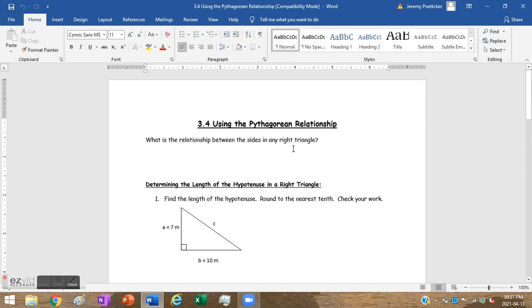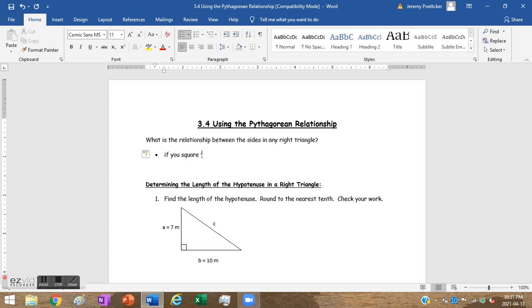All right, so continuing with the Pythagorean relationship, we want to look at, first of all, the relationship between the sides in any right triangle. And basically, yes, I could say a squared plus b squared equals c squared for sure. But I'm going to say it in a different way and write it down in a different way. And this maybe just helps to clarify that.